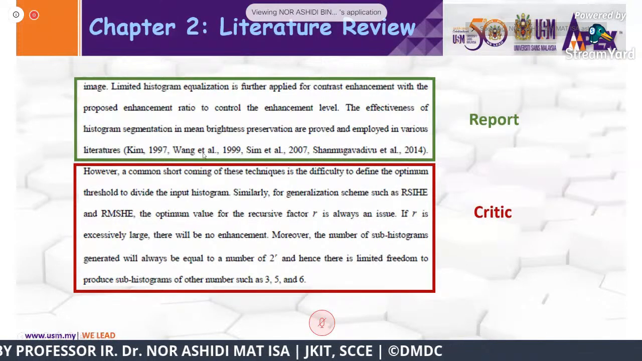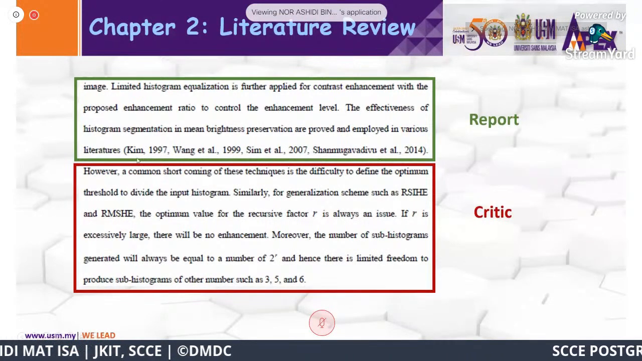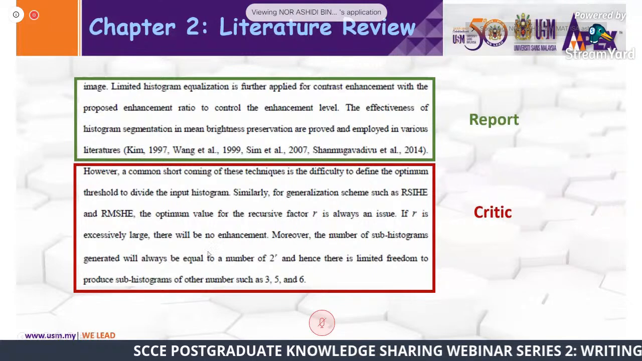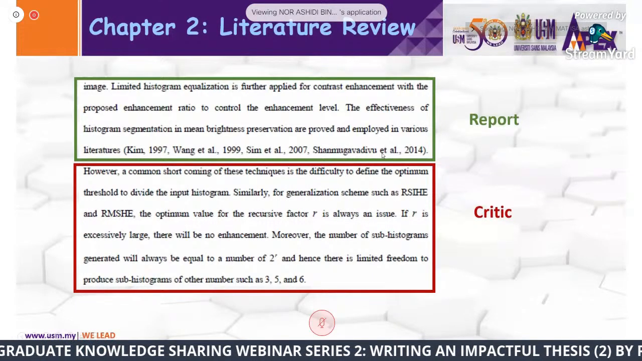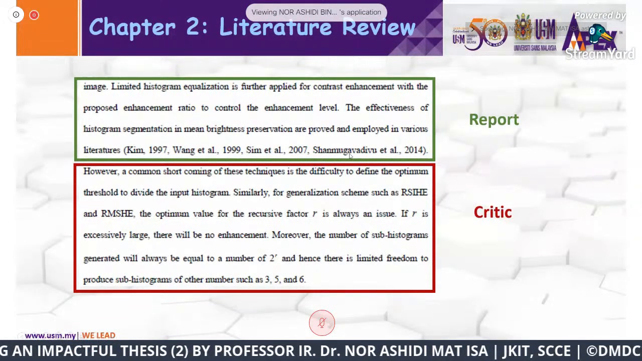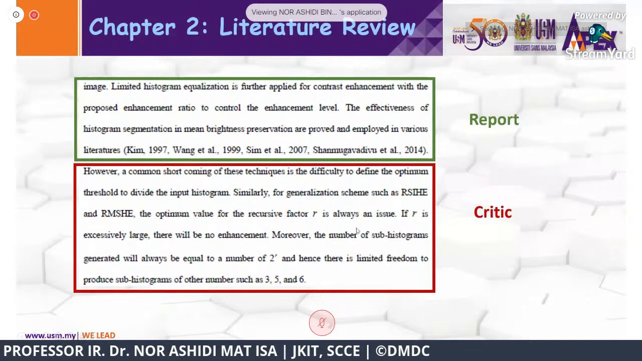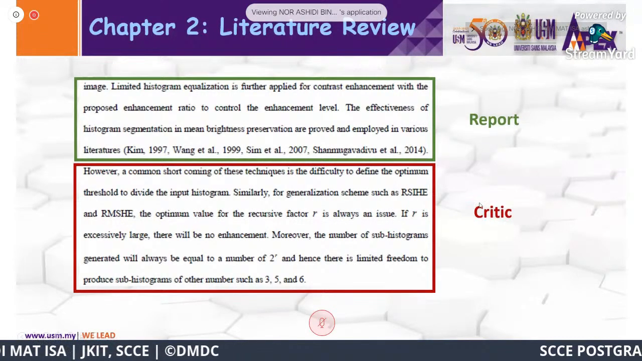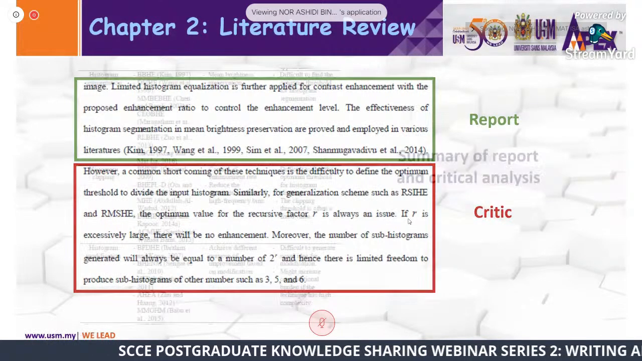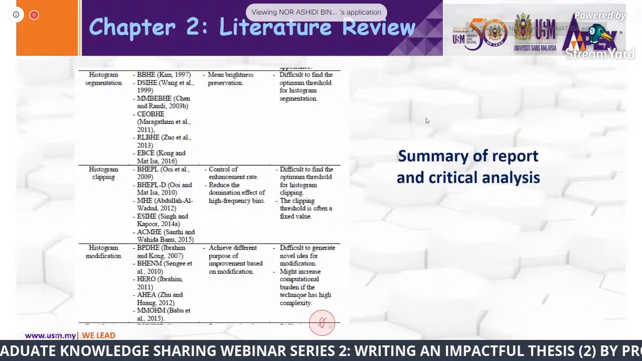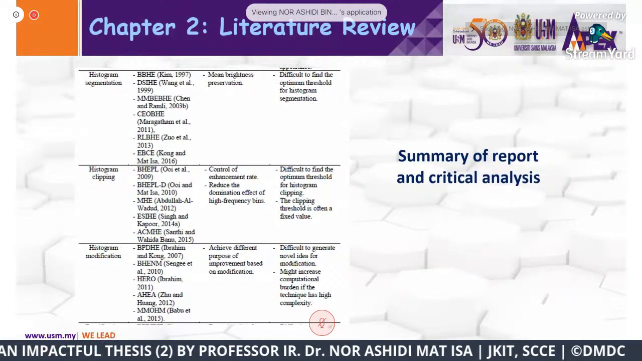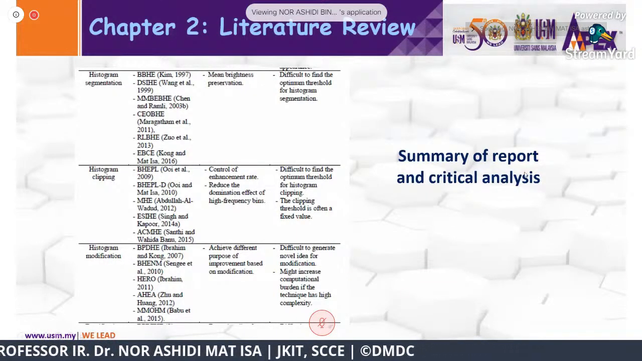So because of these 4 papers, you already know the approach of each one. So this is the common problem faced by those researchers. Okay, so you explain the problem, so you critique. Okay, so now you combine together the report and also the critique. And then after you do that for all the researchers and existing works and so on, try to summarize them in a table form.